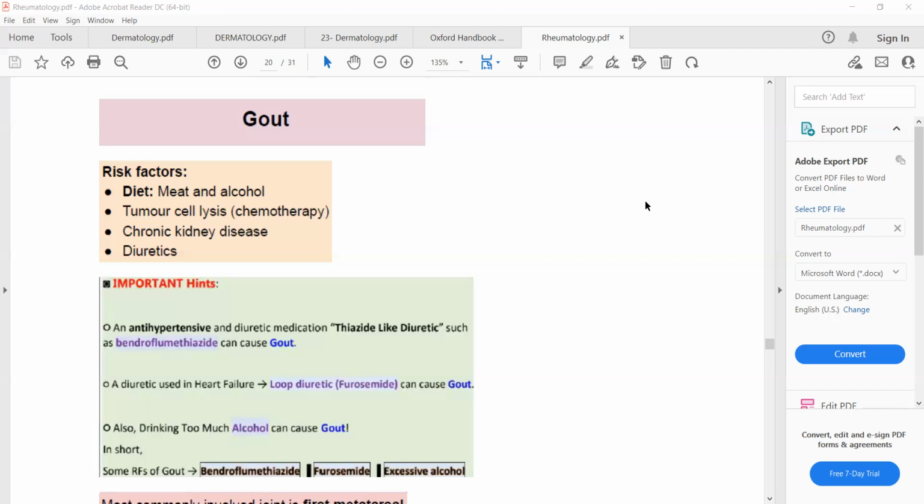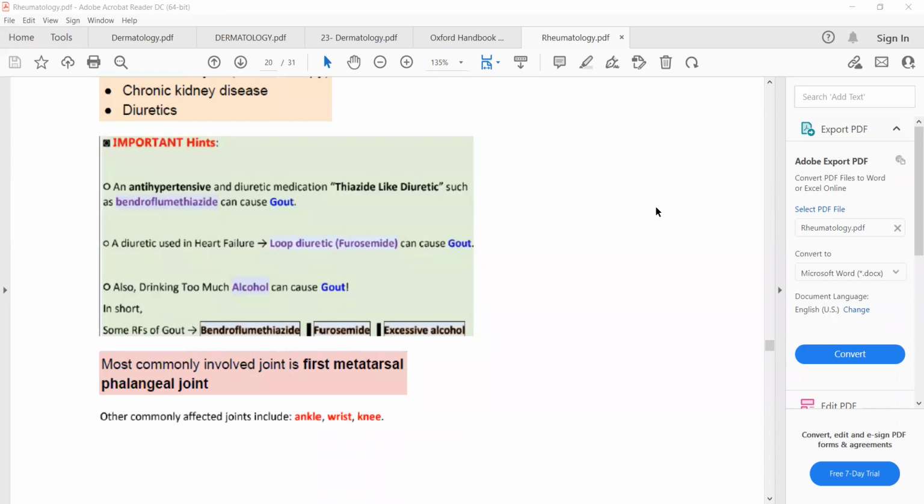So, diabetes was a risk factor for septic arthritis, and hypertension you can say is indirectly a risk factor for gout, because hypertensive patients sometimes are taking these thiazide diuretics, which can lead to decreased excretion of uric acid and result in gout. Similarly, loop diuretics and thiazide diuretics both lead to decreased excretion of uric acid and result in gout. So, in short, risk factors for gout include bendrofluorothiazide, furosemide, and excessive alcohol and meat consumption.